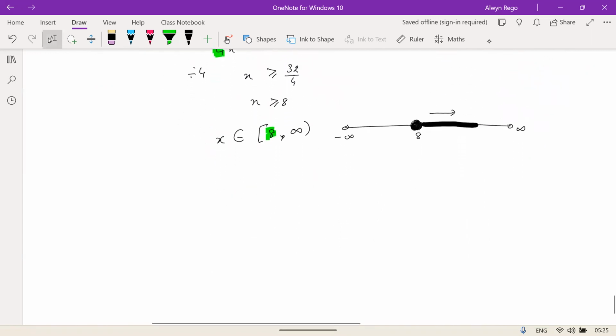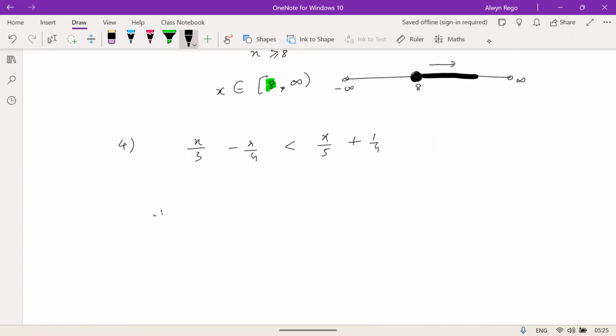Let's take up a little different one this time. Let's say fourth one. You take let's say x by 3 minus x by 4 is less than x by 5 plus a quarter, where you have x on both sides. So you find that whatever you're doing on the left hand side, the right hand side doesn't know about it. So you can always, if you want, transpose this one. So x by 3 minus x by 4 minus x by 5 is less than 1 by 4. Transposing by way of subtraction or addition does not disturb the inequality. The inequality remains as it is.